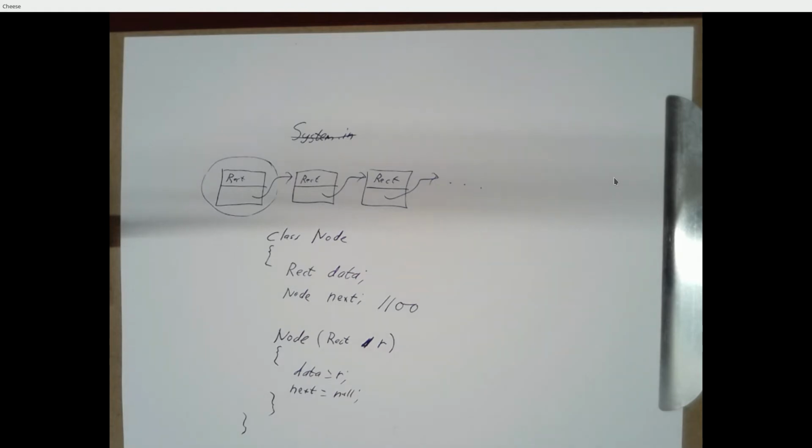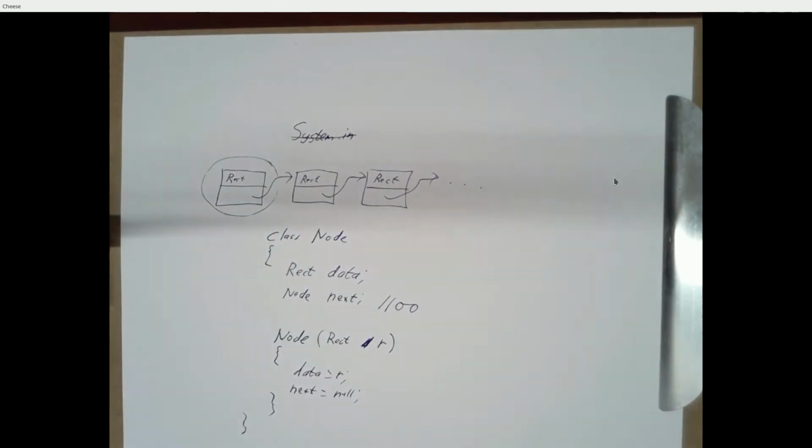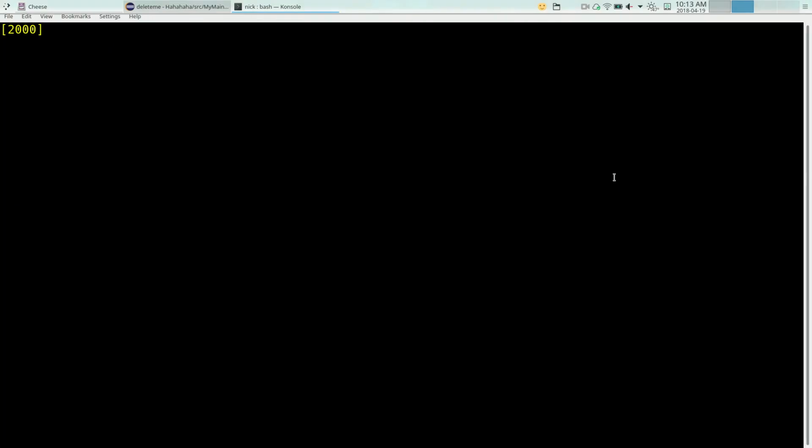That only constructs one node. So this isn't the list yet, this is just these objects that we're putting together into a list. Okay, so let's write this as we go.